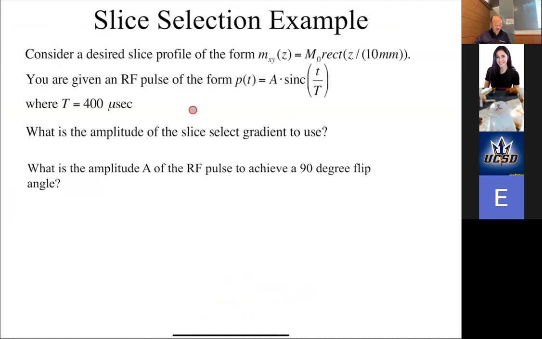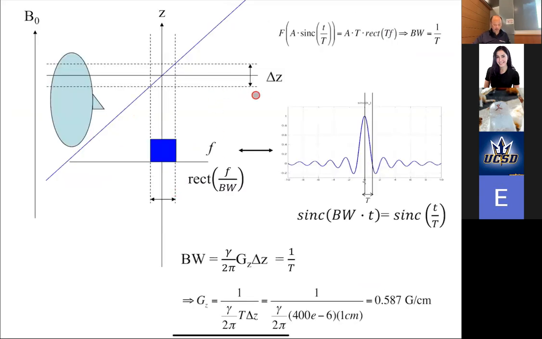But just so you know, typically the calculation is, if I have some rect function with a delta Z of 10 millimeters, and typically you're going to get an RF pulse with some width, say 400 microseconds, and then you can always calculate the amplitude of the slice selection gradient to use. And then you can also calculate all the parameters. In previous years, we would have done that, but this year we decided not to. In this case, I would calculate that the gradient would be 0.587 Gauss per centimeter, okay?